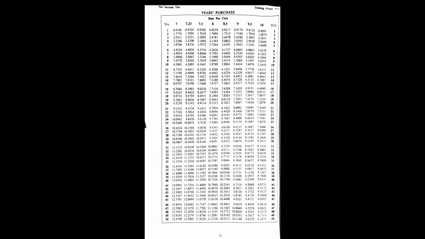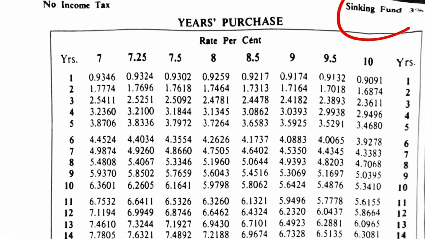Now for the YP dual rates, there are two rates. So basically, how the pages are arranged is that the sinking fund is usually a fixed rate at the top right corner of your page, right?